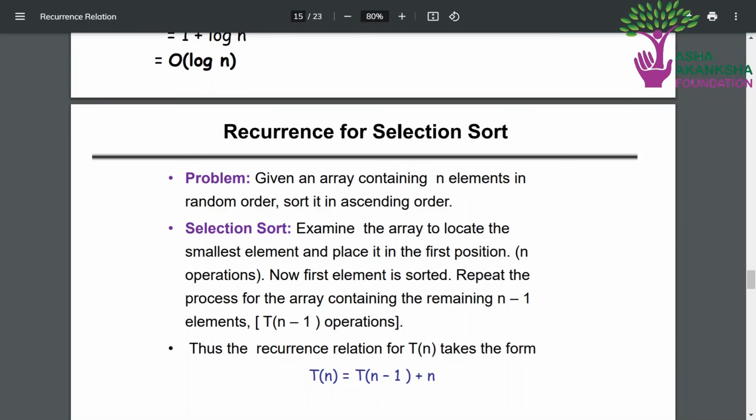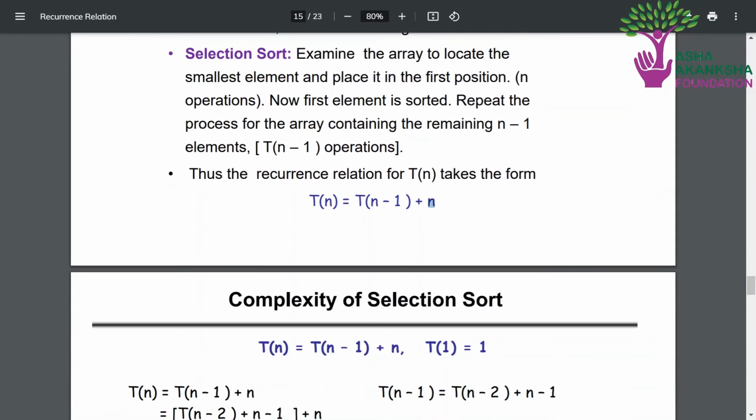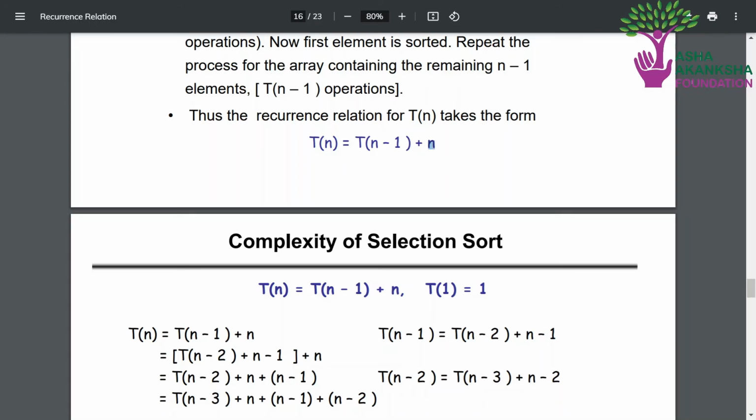Thus the recurrence relation for T of n will look like this. T of n equals T of n minus 1 plus n. This is for sorting the first position. So we'll solve this recurrence relation. We can say that T of n equals T of n minus 1 plus n.